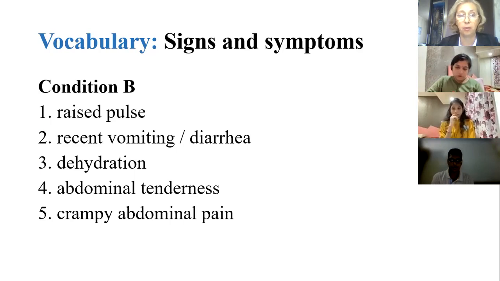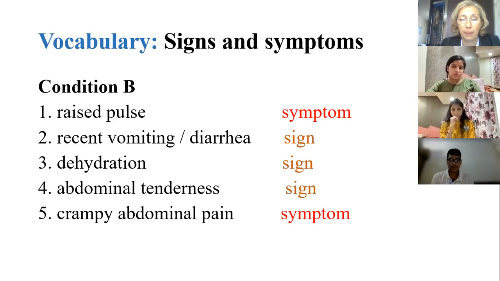Yes, ma'am. Raised pulse is a sign. Recent vomiting or diarrhea is a symptom. Dehydration is a sign. Abdominal tenderness is a symptom. Crampy abdominal pain is a symptom. So 2 and 3 are signs. Okay, fourth one is also a sign. Okay. Good.